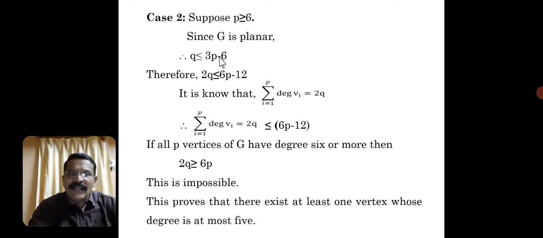The number of edges in a planar graph is always less than or equal to 3p minus 6. Okay. So now if I multiply by 2, what happens? Therefore 2q will be less than or equal to 6p minus 12. Okay. So this is the result based on the previous class what we have discussed.